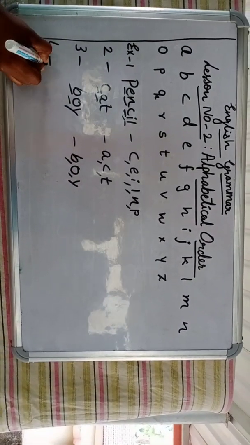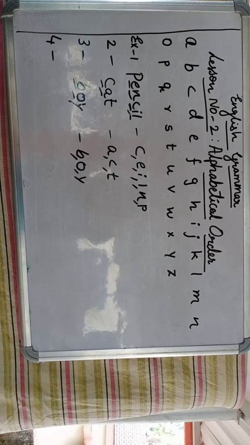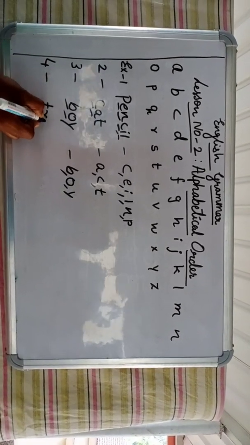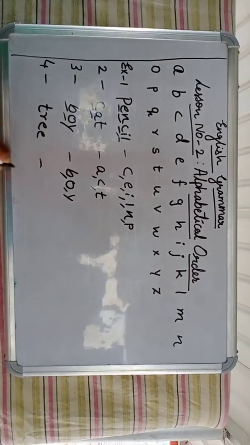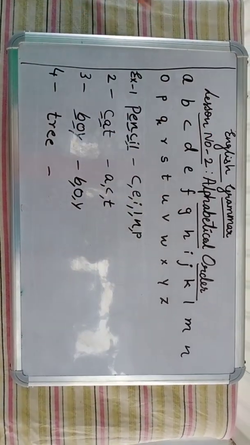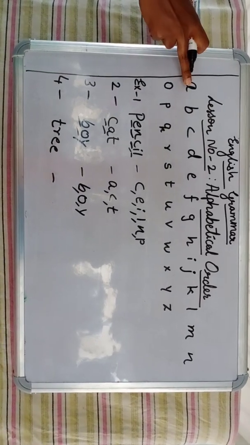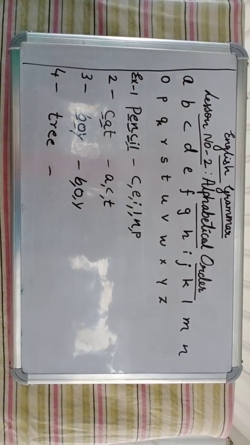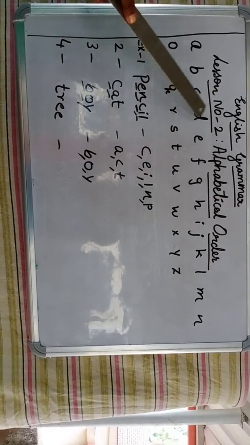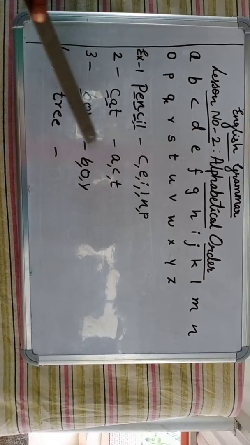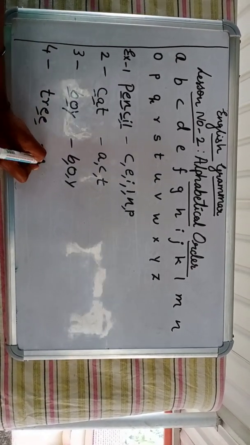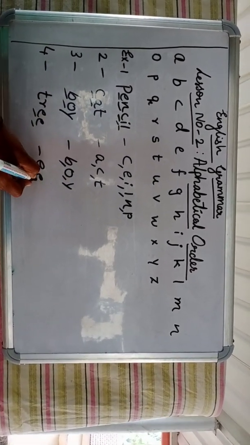Next, the last example is tree. T-R-E-E, tree. So here again you have to follow the same method. So just see, children, A is there? No. B is there? No. C? No. D? No. E? Yes. Here there are two E's. So you can write like this.